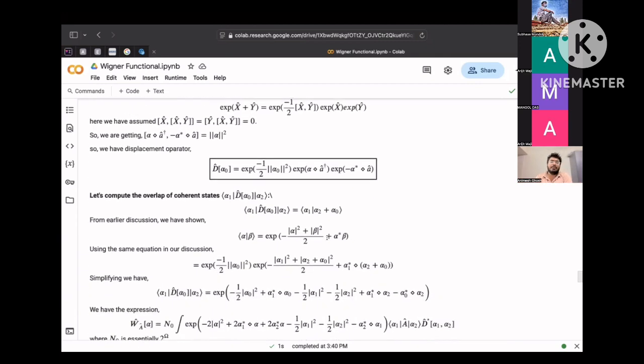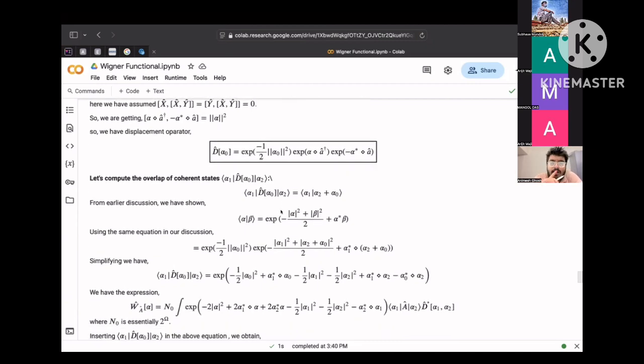Now let's try to compute how it looks given the overlap with the coherent state. So what we are interested in is trying to calculate this element. Now if I apply a D of alpha 0 at alpha 2, what you get is alpha 1 times alpha 2 plus alpha 0, because this is the job of the displacement operator.